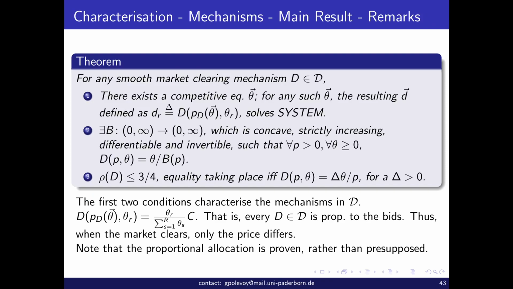Now let us look again at the nice theorem. So we've first shown that there exists a competitive equilibrium, which is also optimum. Second, that any smooth market clearing mechanism D has to be just theta divided by some function of p, while this function is concave, strictly increasing, differentiable, invertible. And that implied also that the share that you get is always this proportional share to your bid. Only the prices may differ. And the final part is the efficiency.